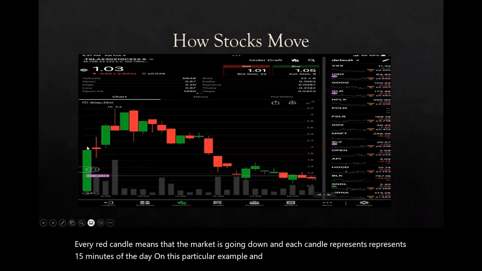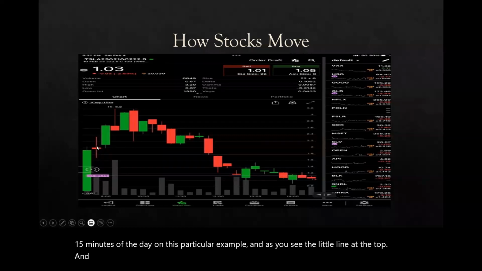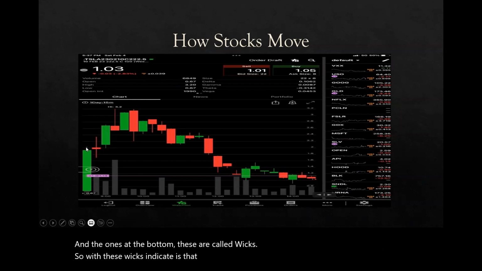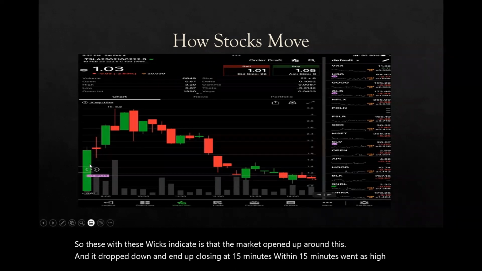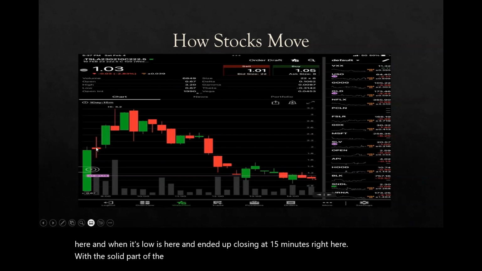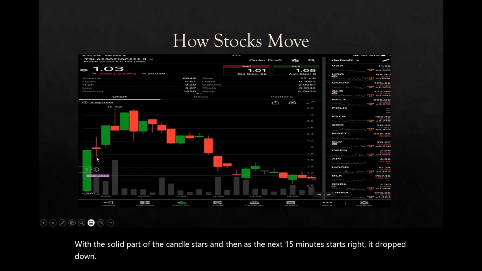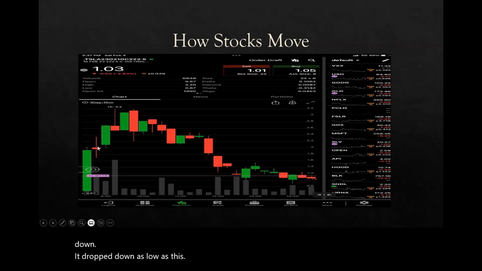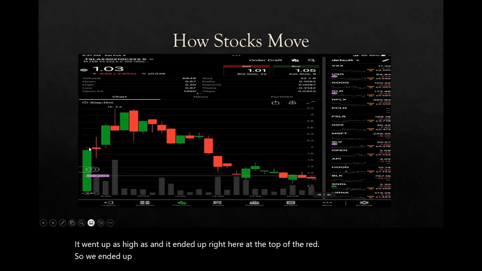And as you see, the little lines at the top and the ones at the bottom are called wicks. What these wicks indicate is that the market opened around here, dropped down, and ended up closing at 15 minutes. Within 15 minutes, it reached a high here and a low here, and it ended up closing right here where the solid part of the candle starts. Then as the next 15 minutes starts, it dropped down as low as this and went up as high as this, and it ended up right here at the top of the red. So it ended up going lower than it opened.